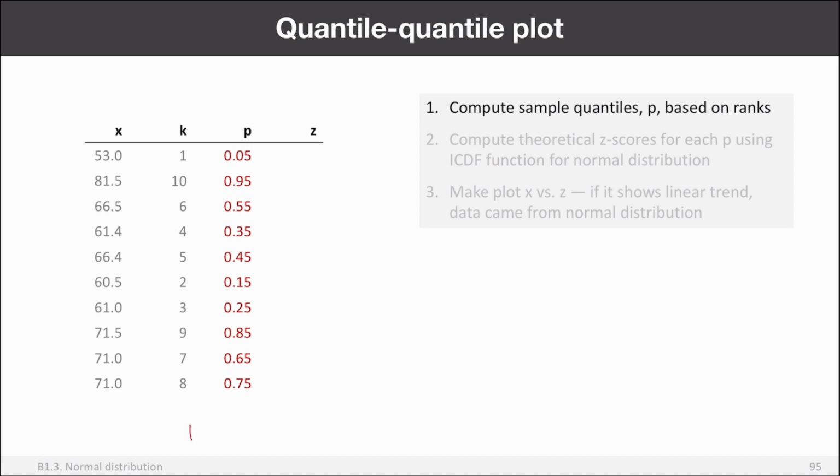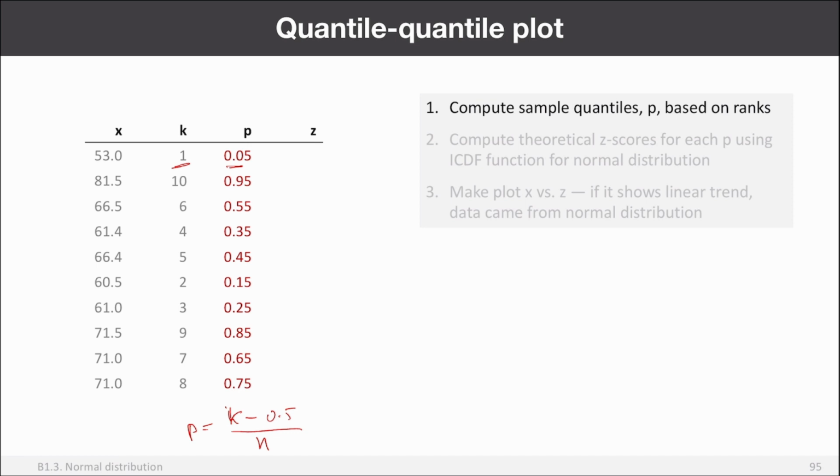You remember how we compute quantiles? The sample quantile is the rank of this sample minus 0.5, divided by the sample size. So for example, this rank is 1, minus 0.5 gives 0.5, and then divided by 10, because the sample size is 10, it will be 0.05, what we have here. So now for every sample, I have empirical quantiles. Empirical means based on the values, based on the experiment.